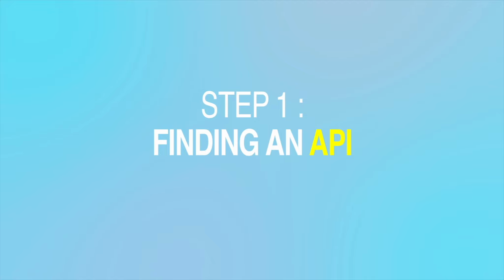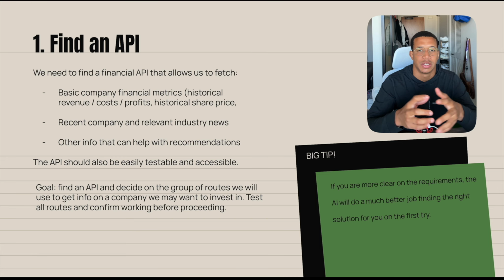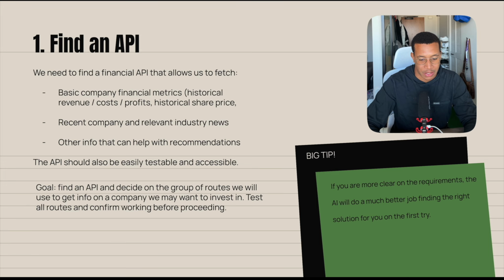So the first step is going to be finding an API or a series of APIs, which are going to be our data sources for fetching this financial information. Our main goals are going to be to find the different routes and requests we're going to make to these APIs to confirm that we do get the data that we want. Because once we've confirmed it's working, then it'll be very easy to wrap a backend around all of those routes and coalesce them together. There's a big tip here when we're trying to find an API. If you are more clear on the requirements, the AI is going to do a lot better job. So make sure that you're clear on not only the requirements, but also the objective that you have.